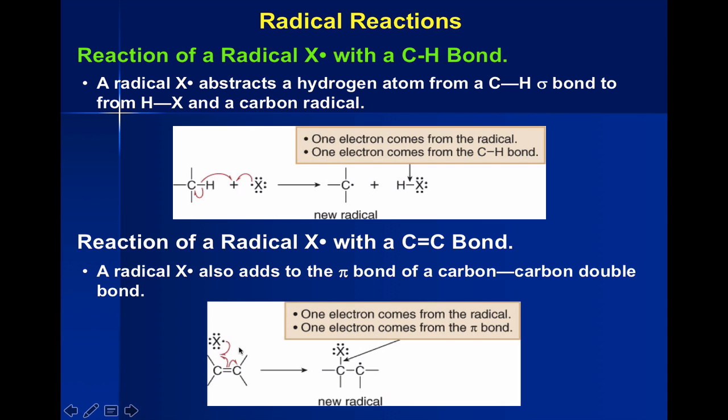These radicals will also react with carbon-carbon pi bonds. As you recall, pi bonds are weak, and see how we have the arrows here. And so we can go from this radical to a new carbon radical.